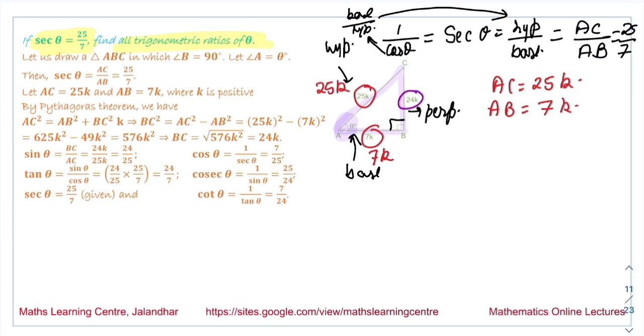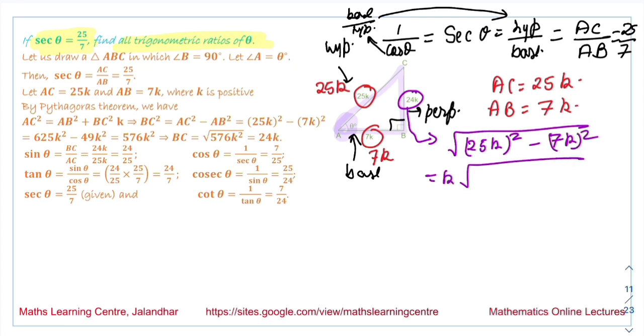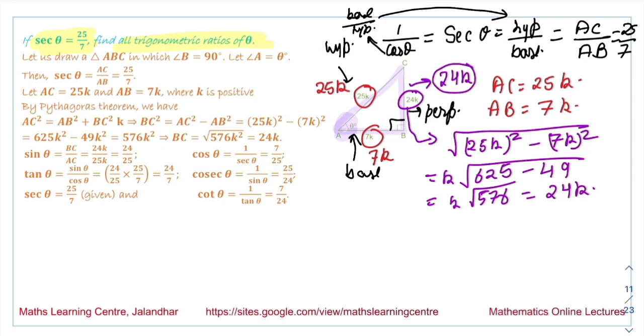So we can calculate the value of BC as square root of (25k)² minus (7k)². K comes out of the square root, and what we are left with is 625 minus 49, that is k into square root of 576, and this is 24k. So we are saying that the value of BC is 24k. So we have the value of base, perpendicular and hypotenuse.